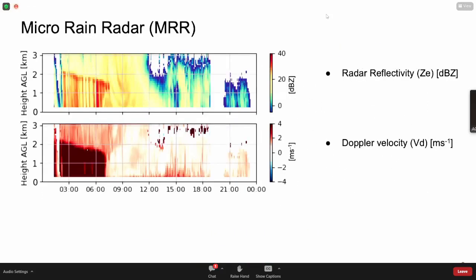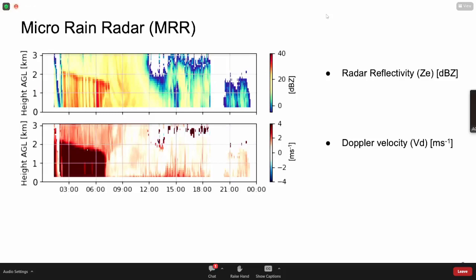Then we have the micro rain radar. So I have an example of a rain to snow transition event shown here. For both these plots, we have height on the y-axis, time on the x, and we're looking at radar reflectivity on the top panel and Doppler velocity on the bottom panel. With this rain to snow transition event, we can see a clear bright band signature in the radar reflectivity.